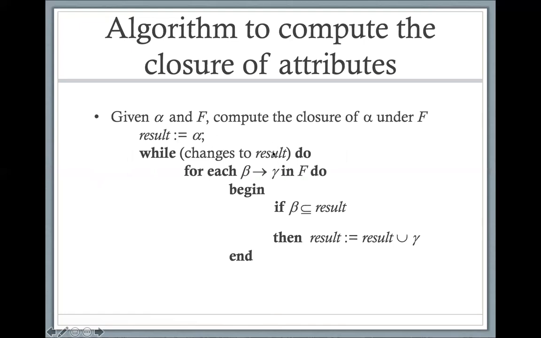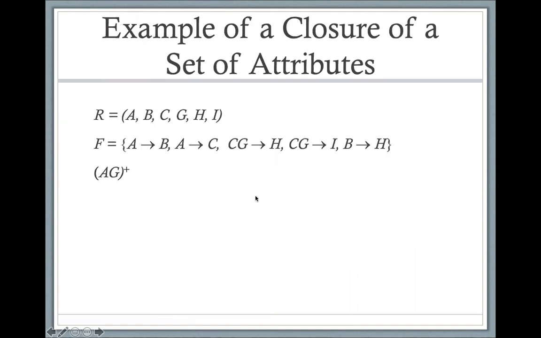I start with all the attributes in alpha. I want to compute the closure of alpha under F. I put all the attributes in alpha into the result because, from trivial functional dependencies, alpha determines alpha. So I add alpha to the result. And then, while there are changes in the result, I keep going over every functional dependency in F. So beta determines gamma, and if beta is a subset of the result, I add gamma. Otherwise, I don't do that. Let's see an example. This will be clear with an example.